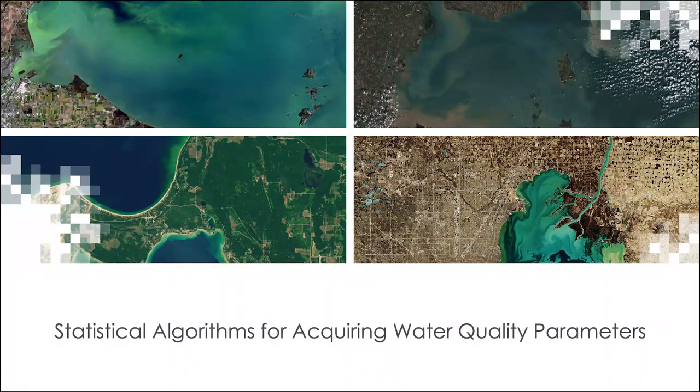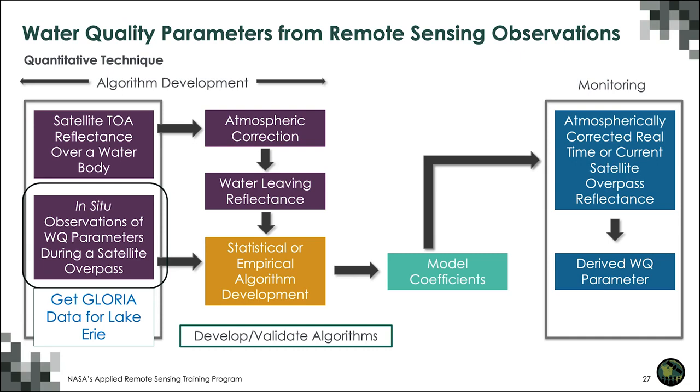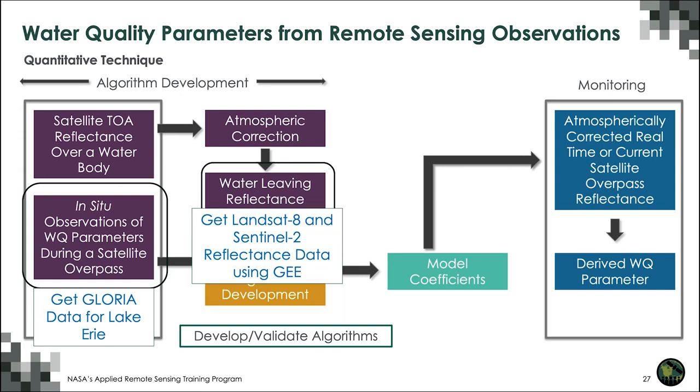So with that, we want to focus now on statistical algorithm development for acquiring water quality parameters. You recall this diagram, we got in situ data for Lake Erie here from Gloria. We obtained Landsat 8, Sentinel-2 data using GEE. So today now, the focus will be on model coefficient development that we can then apply to other images to derive water quality parameters. So we'll start with this algorithm development procedure.